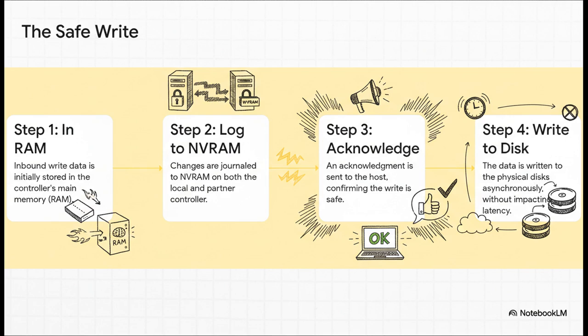So here's how that safe write actually works in practice. Let's walk through it. A write comes in, right? Then, look at step 2. It gets logged to that crash-proof notepad, the NVRAM on both controllers. Now here's the magic. Step 3, only after your data is safe and sound in two separate physical places does the system tell your application, yep, write complete. The final slower step of writing to the actual disks can happen a moment later. This gives you amazing performance without ever risking your data.